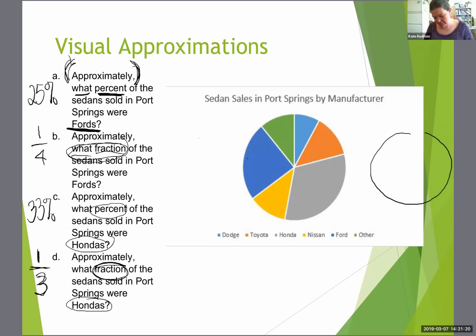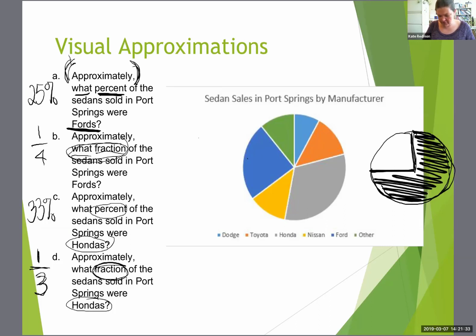So I want you to imagine that everybody in Port Springs loves, I don't know what they love. They probably love Subarus. So totally different graph now. All this black over here is my Subarus. This is a case where it would not be 1 out of something because I cannot duplicate the size of this Subaru piece. It's just too big. Do you see what I'm saying? Yes. So I'd have to split it up a different way.